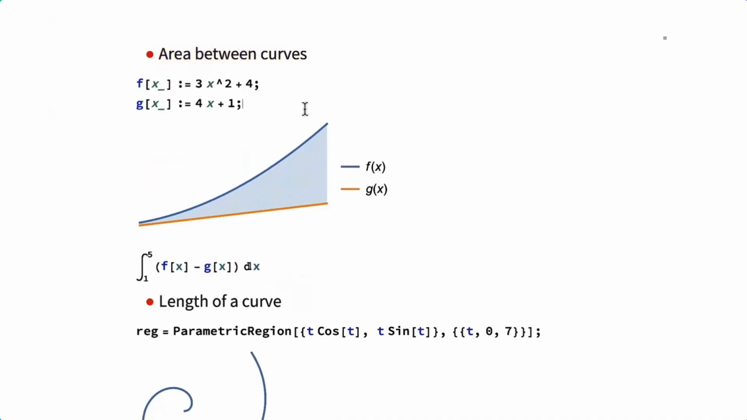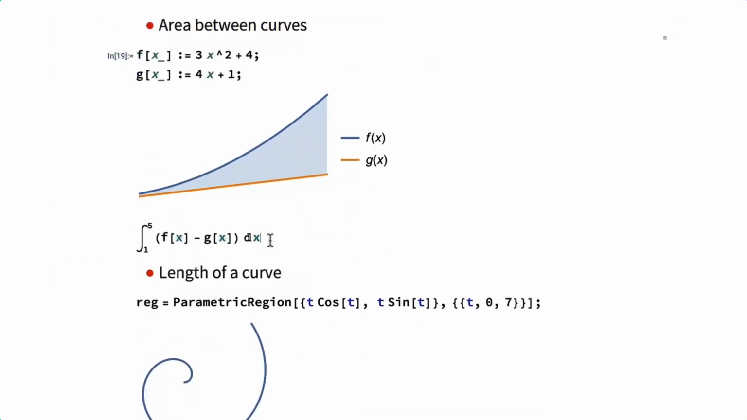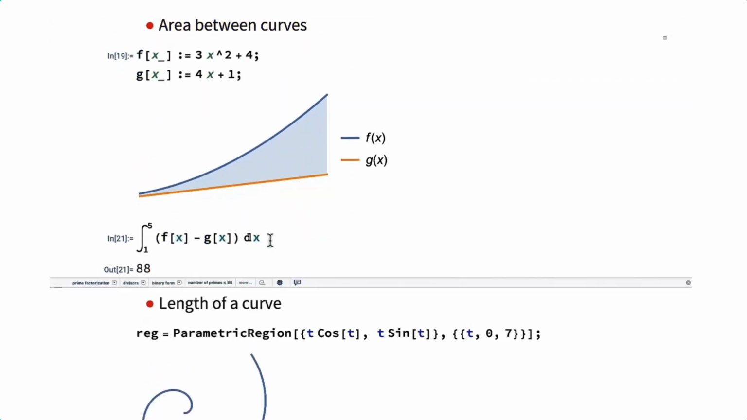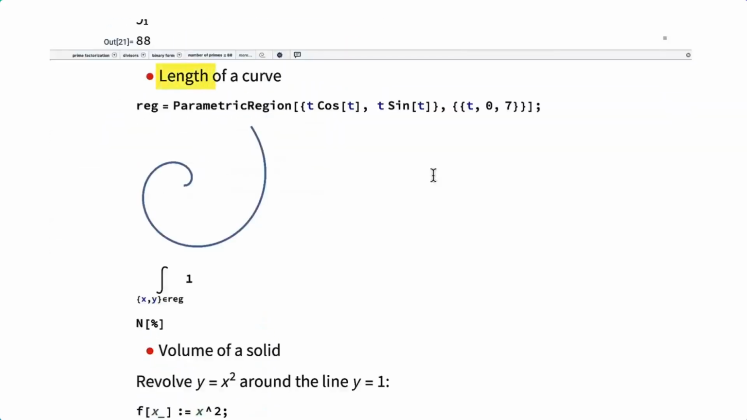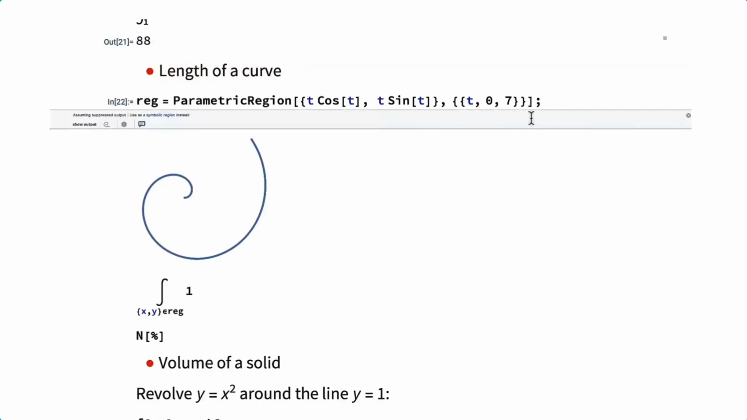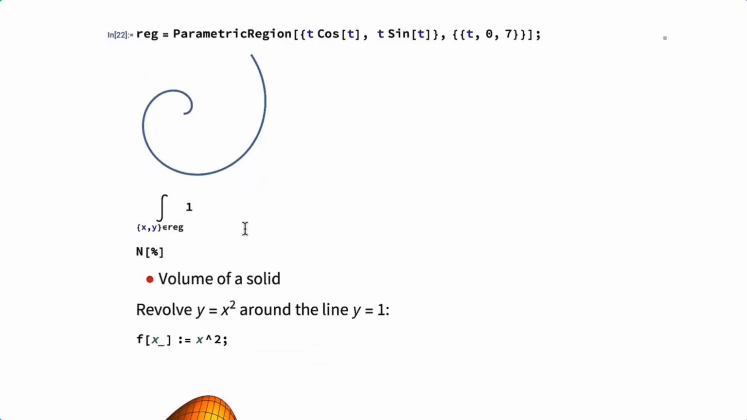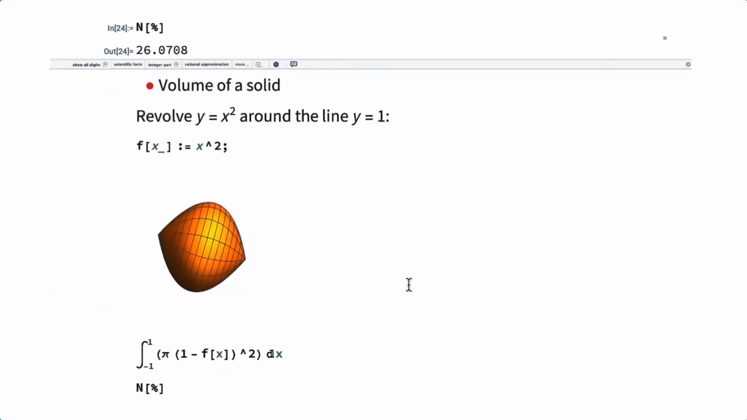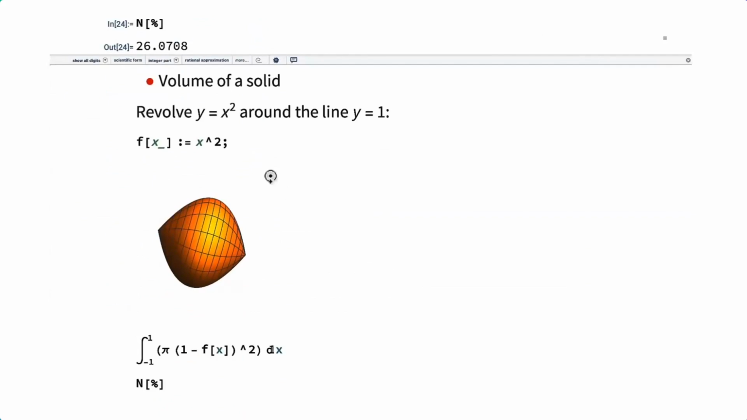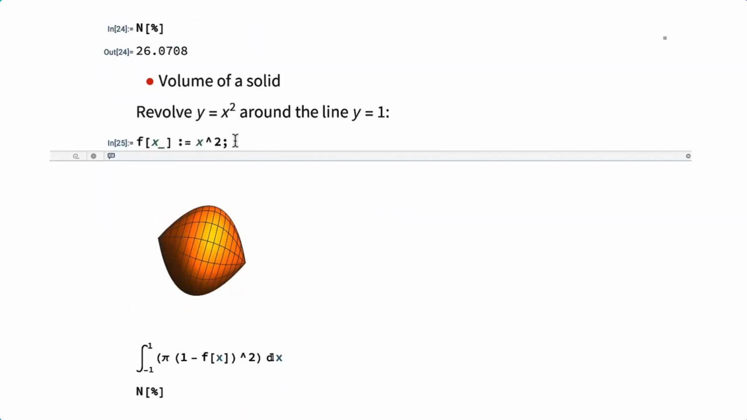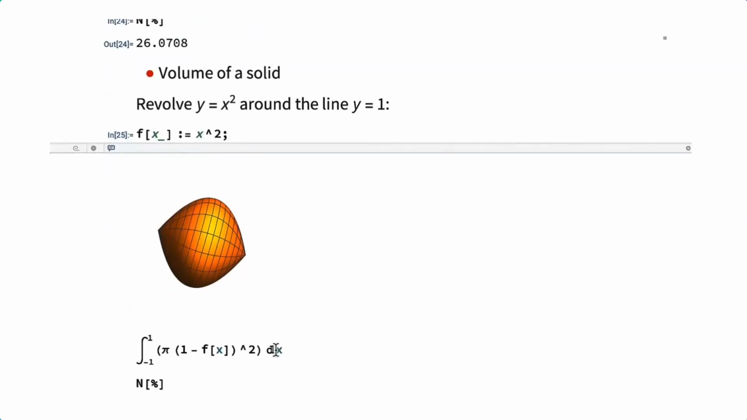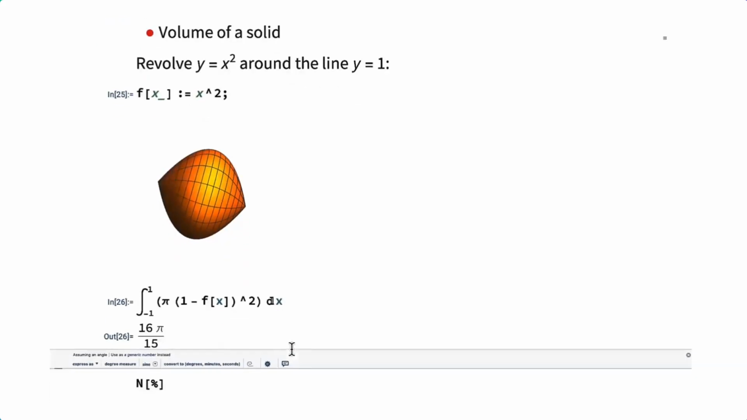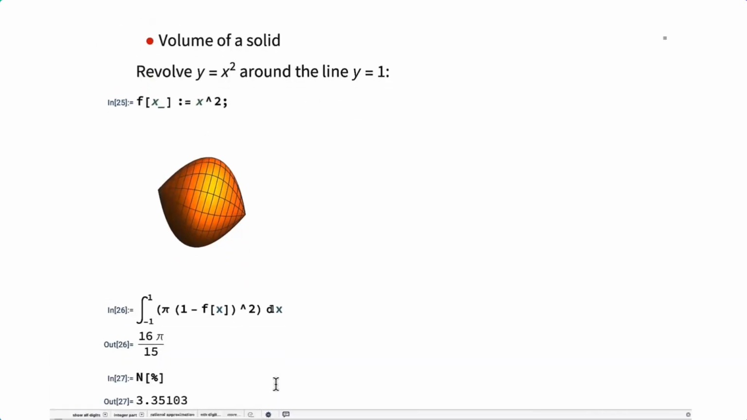Another of the applications of integration is to find the area between two curves. All you need to do is to find the definite integral of the difference of the functions that define the curves. In our case, it is 88. You can also find the length of a curve. In this example, the curve is given by its parametric representation. Again, integrate 1 over the curve and you will get its length. You can calculate the volume of a solid. Here the solid is generated by revolving x squared around the line y equals 1. This integral here gives its volume, which is approximately 3.35.